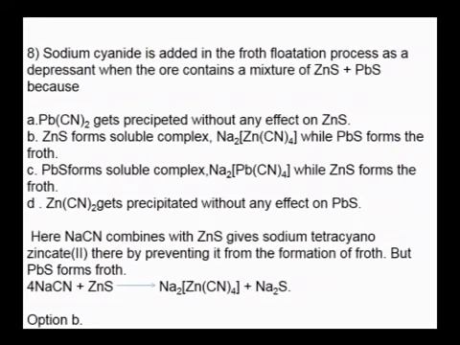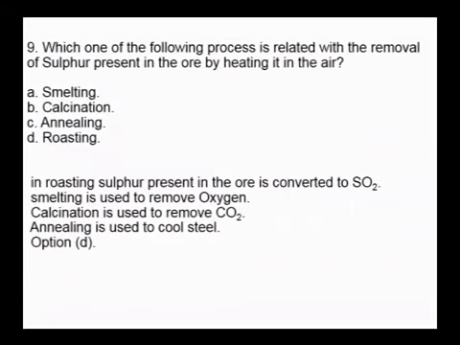Therefore, it carries to the surface. Hence, NaCN acts as a depressant. The choice is ZnS forms soluble complex Na2ZnCN4, whereas PbS forms the froth. So, now let us see the 9th question.